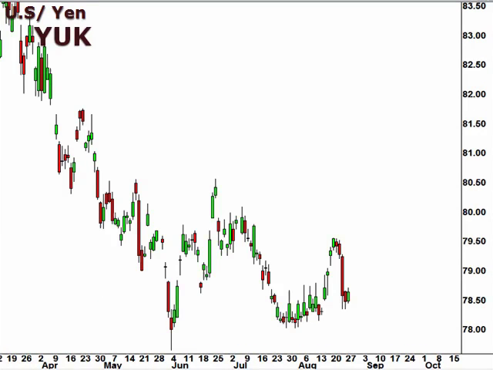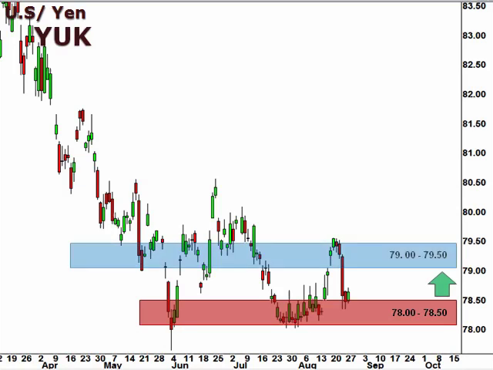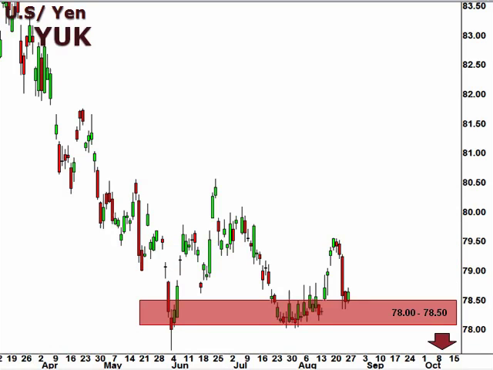Next up, the YUK, the US dollar versus the Japanese yen. Well, the YUK lost considerable ground last week, dropping down to test support at 78.5. A bounce here is likely to meet resistance at 79. We are open to a move lower to test 78, a break of which opens the window for a continuation to the downside.